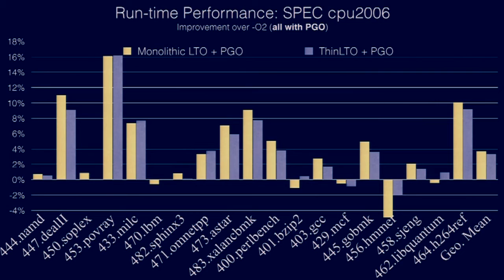And this is the performance on SPEC. As you can see here, you have some peaks of 16%, usually 10 or 8%. It usually just matches what LTO can do.